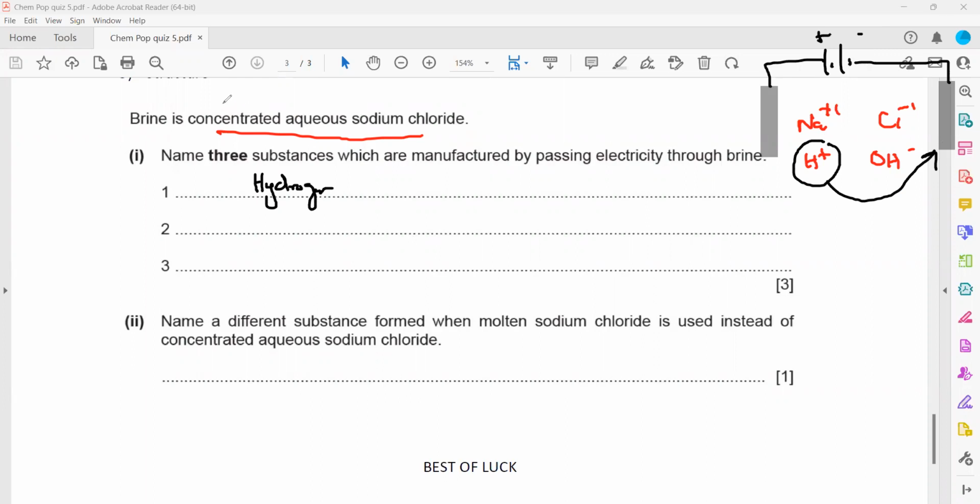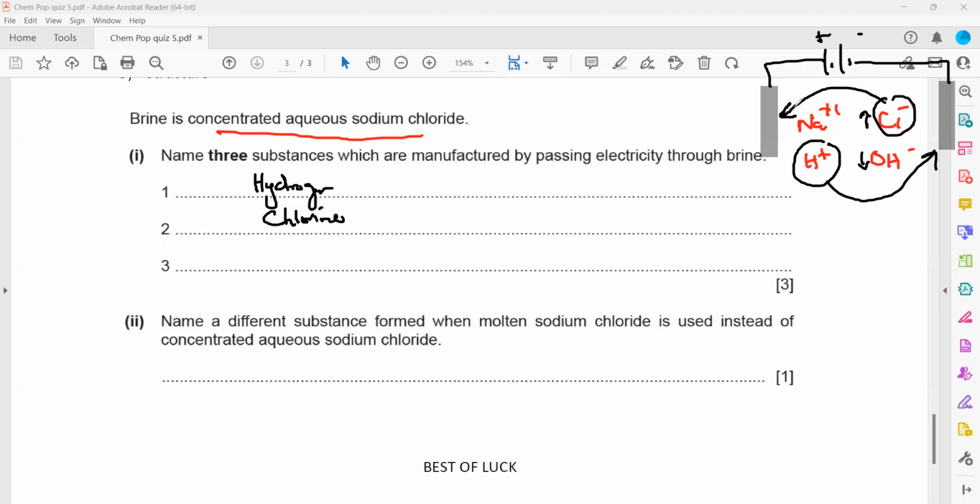Then because it is concentrated, it contains more Cl and less OH. So chloride ions are more, so chloride ions will move towards the anode. So when chloride ion moves towards the anode, the other product will be chlorine, the second product. So the first product was hydrogen, moving towards the cathode. The second product is chlorine, moving towards the anode.